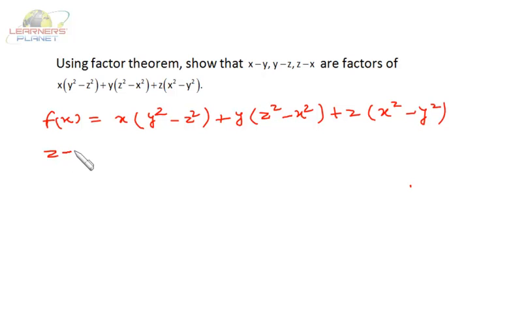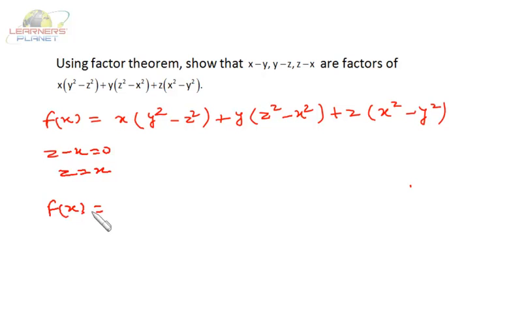Let's do the same working for z minus x now. Now z minus x is 0, that means z is equal to x. So we can put z as x in this expression. So let's calculate f of x and put the value of z as x. Friends, you can go either way. You can put the value of z as x, or you can put the value of x as z, it doesn't matter.